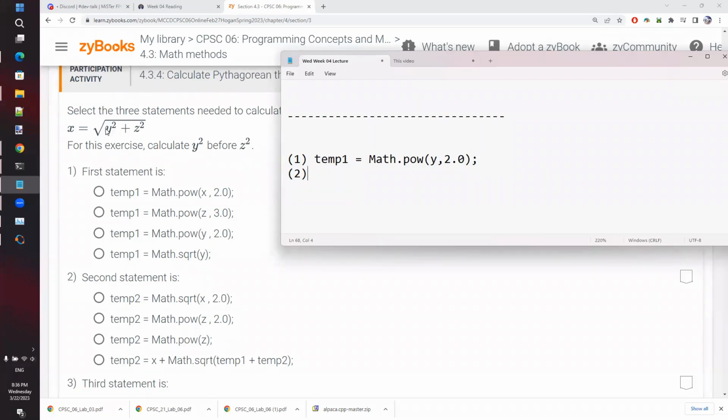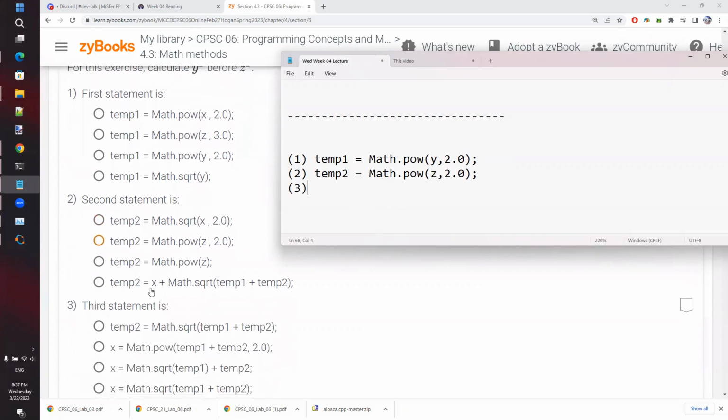Now, after you calculate the y squared, we could calculate the z squared. So we'll calculate the z squared the same way, but we'll give it a different name. We'll call it temp2. Math.pow and z comma 2.0, right? That could be the second thing we did.